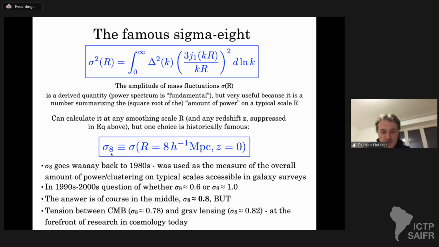Why not sigma 9? Why not sigma 7? Well, because it's historical, okay? So sigma 8 is, historically, a dimensionless number. Well, notice everything here is dimensionless. Every term is dimensionless, so this is dimensionless. It happens to be ballpark unity.